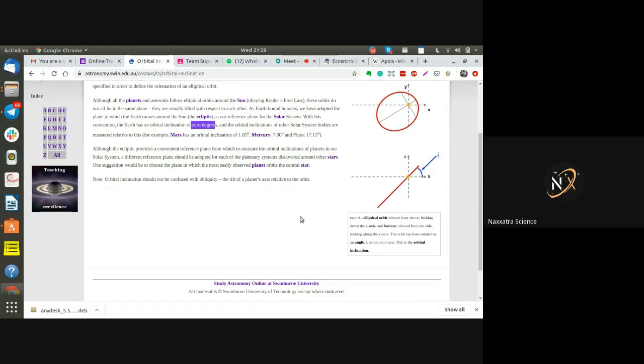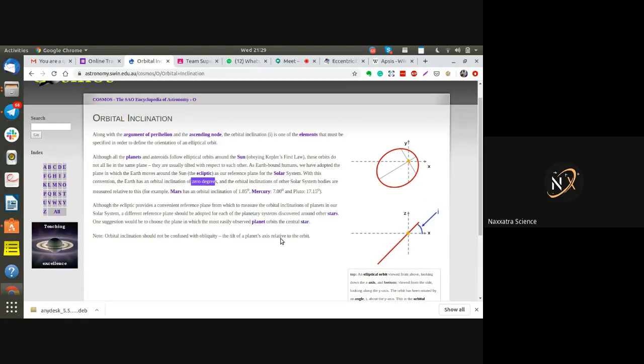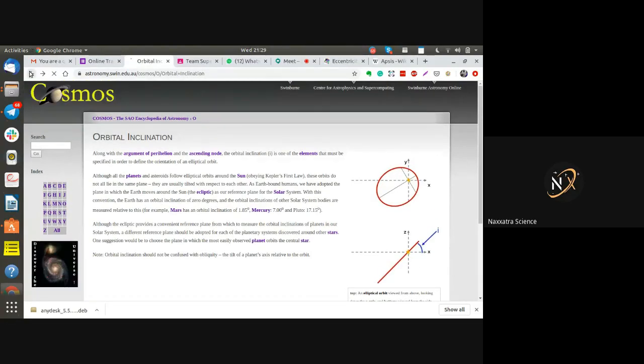So don't confuse this with obliquity, which is mentioned here, the tilt of the planet's axis. When we speak about orbital inclination, we are speaking about the entire orbital plane, and we're not talking about the axis tilt of the particular planet, right? And actually the axis tilt is pretty complex in itself. The axis tilt is also changing with time. It doesn't remain constant. So I think I'll find some other source for that.